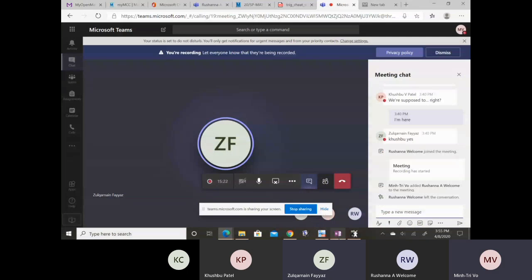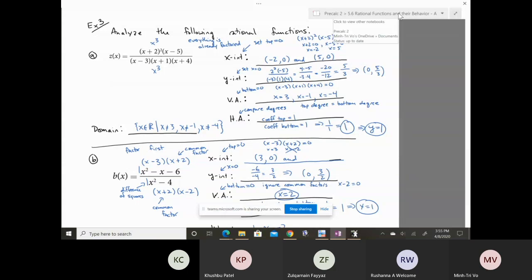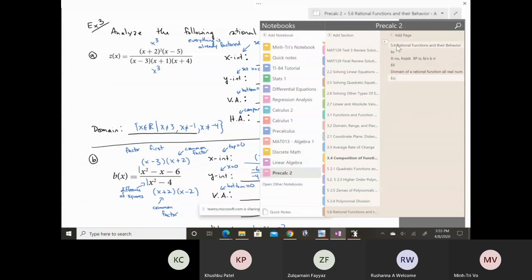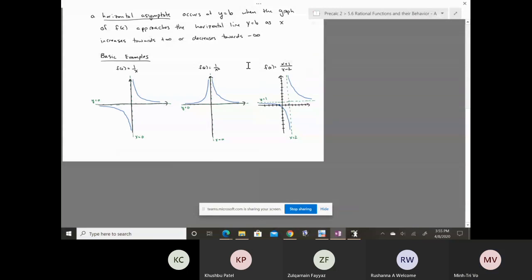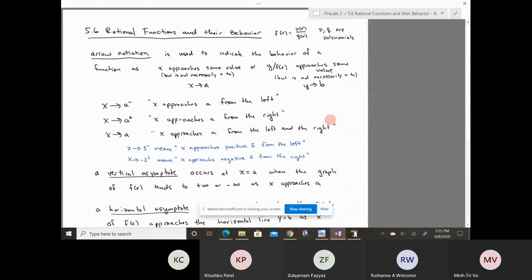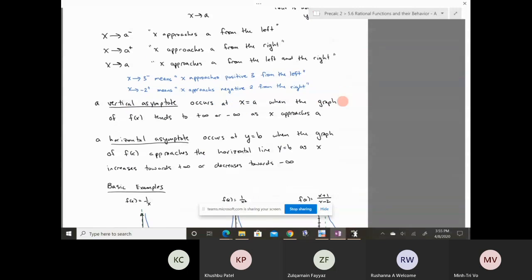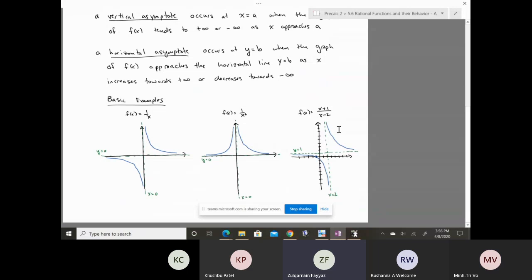Yeah, so section 5.6. So what did you want to go over in particular? Recognizing asymptotes and graphs, especially.